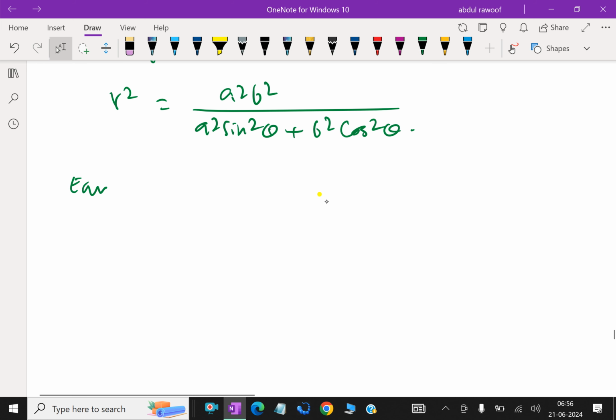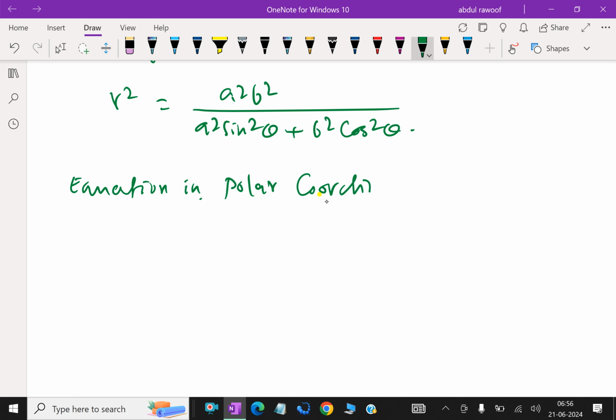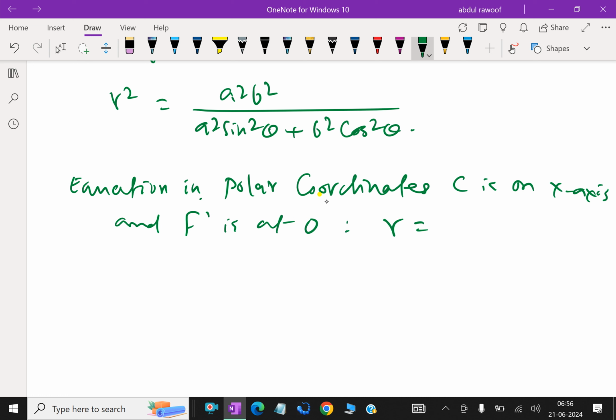Similarly, the equation in polar coordinates when C is on the x-axis and one focus F dash is at the origin is r equals a times (1 minus epsilon squared) over (1 minus epsilon cos theta), where epsilon is the eccentricity of the ellipse.